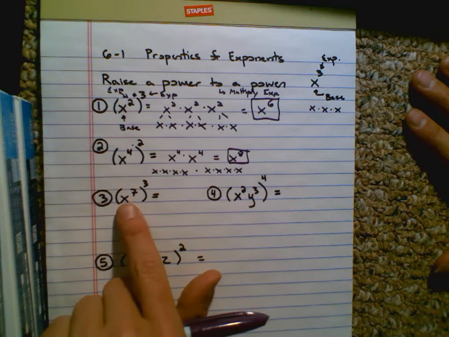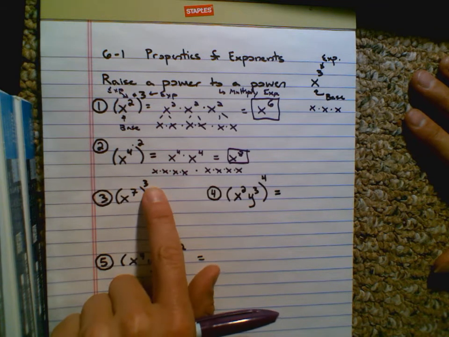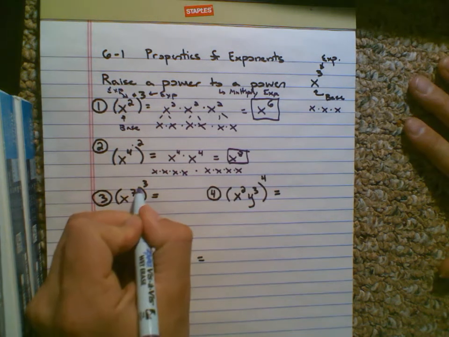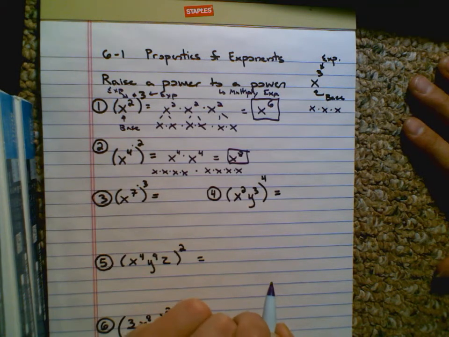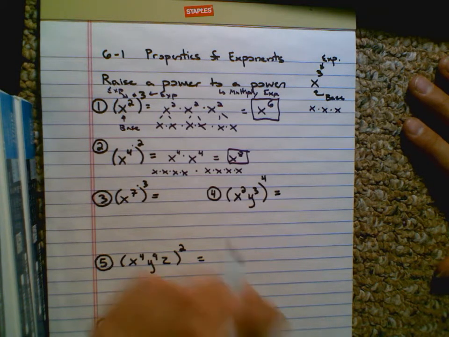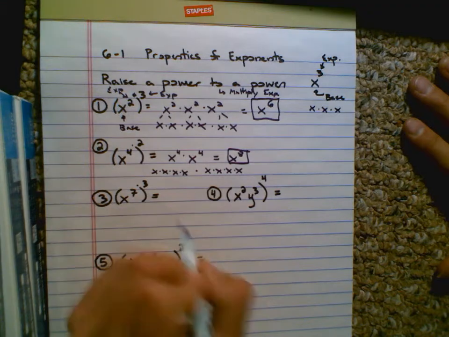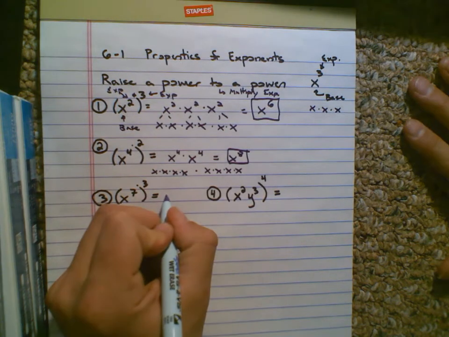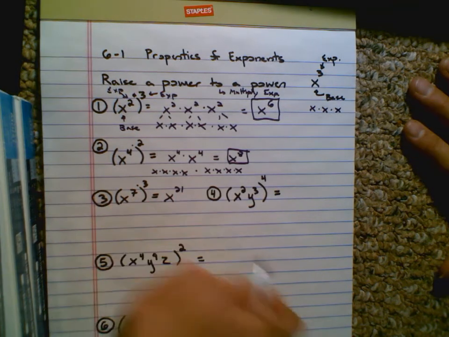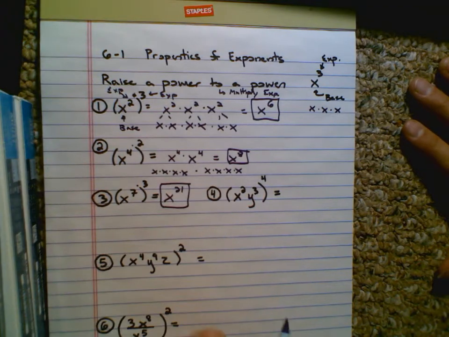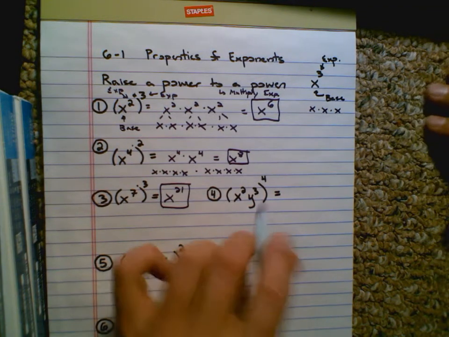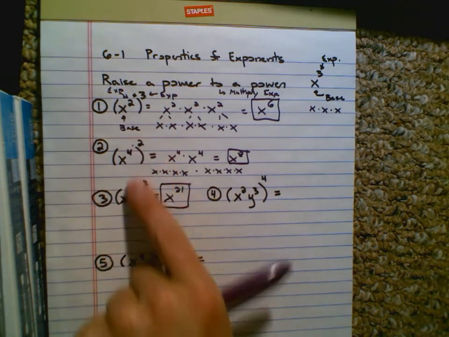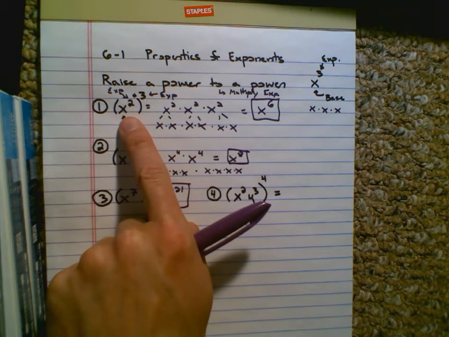So if I look, I'm taking x to the 7th and raising it to the third power. I can simply multiply the exponents together. If I take 7 times 3, I'm going to get x to the 21st power as my simplified version.